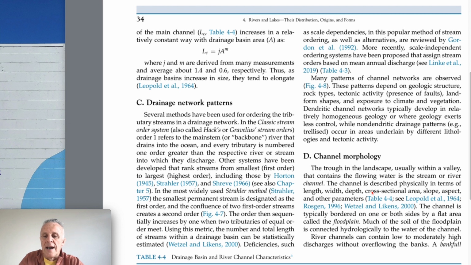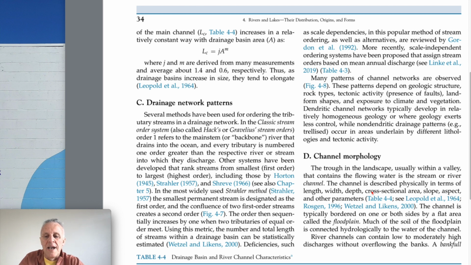Deficiencies such as scale dependencies in these popular methods of stream ordering, as well as alternatives, are reviewed by Gordon et al. More recently, scale-independent ordering systems have been proposed that assign stream orders based on mean annual discharge.